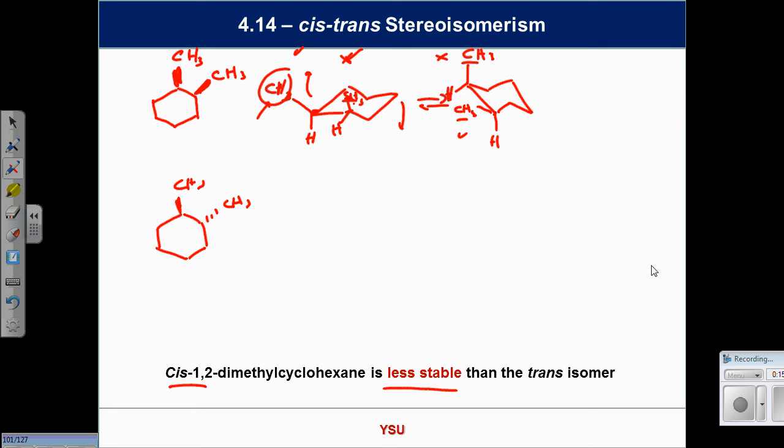So what would K be for that process? Well, not approximately, because it would be one, wouldn't it? You'd have 50% of each because they're both the same group. So that's the situation for that cis isomer. That's all you can do, is draw those pictures and explain that those two things are energetically equivalent.